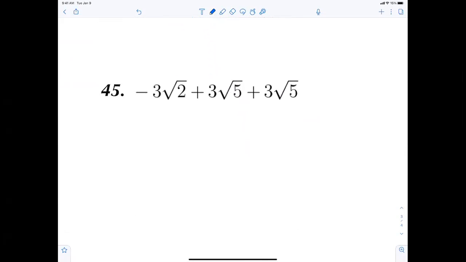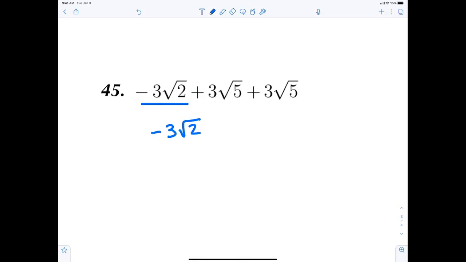Stop. Think. Would you guys, please think for yourself. 6 radical 5 minus 3 radical 2. Yes, I like that. But I would go ahead and write negative 3 radical 2 first, because my eyes look at that and say the only thing I can add to radical 2's are what? Radical 2's. Are there any other radical 2's? No, so I cannot add anything to it.